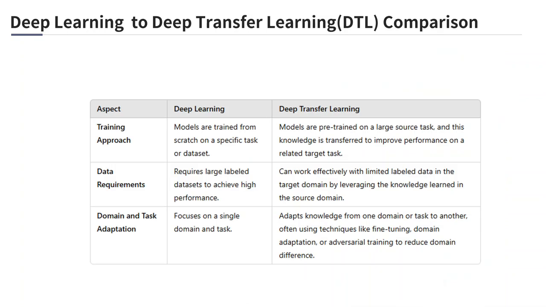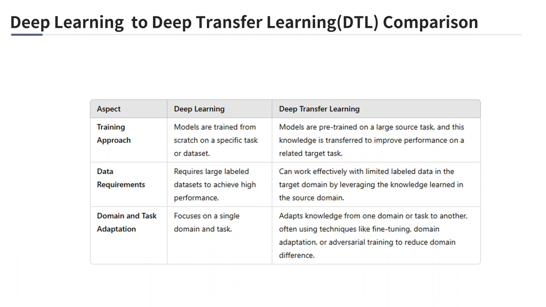So just to make it a little easier to see the difference between the two, I did put together a table here that we can look at to get a better idea. In deep learning, as a training approach, the models are trained from scratch on a specific task, whereas in deep transfer learning, the models are pre-trained on a large source task, and then this knowledge is transferred and fed into it to improve the performance on a related target task. So it's basically taking the refined or pre-trained information that already has some calculations and predictions, and that model is fed into deep training in an iterative format.